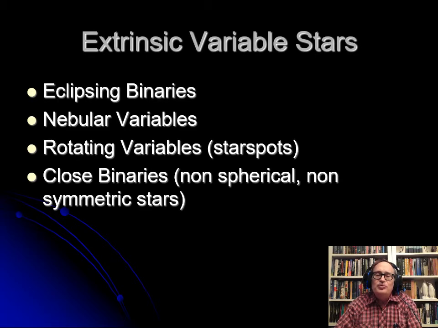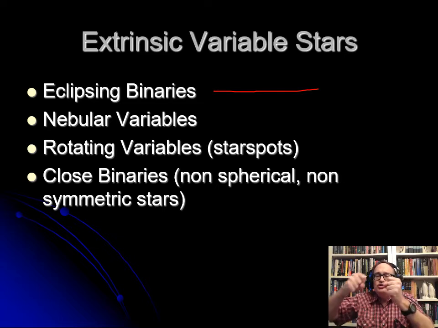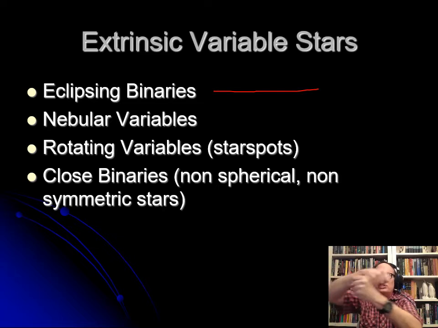An example of extrinsic variable stars would be, let's say, eclipsing binaries. We had talked about eclipsing binaries before, in which you have two stars orbiting each other, and when one gets in front of the other, it dims out the light. And so that's an eclipsing binary.